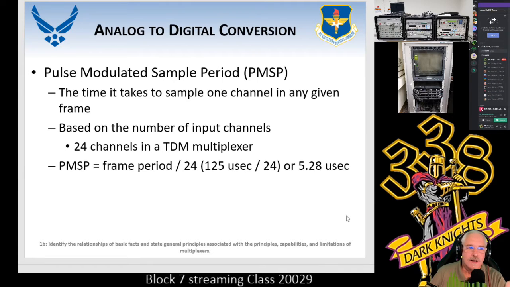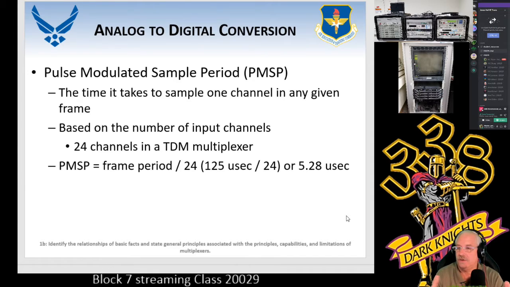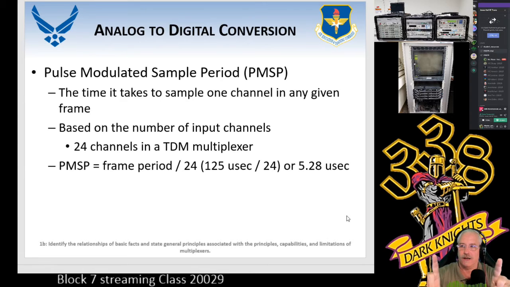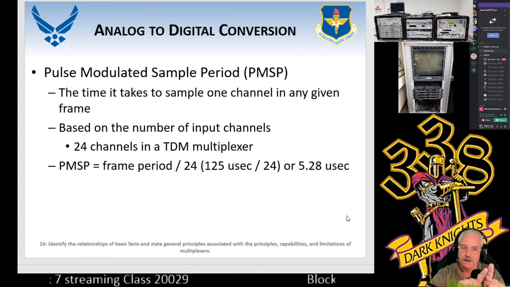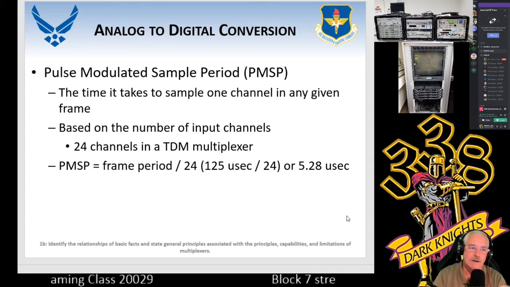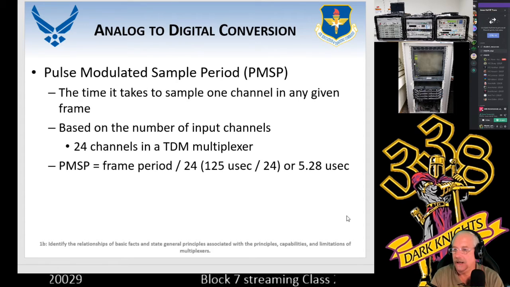When we go on to the next one, which is called pulse modulated sample period, it's the time it takes to sample one channel in any given frame. So 125 microseconds. I want to know how long it's going to take me to sample one channel. So what you do is you take whatever you got for your frame period and you divide it by 24. In our case, you got 125 microseconds.